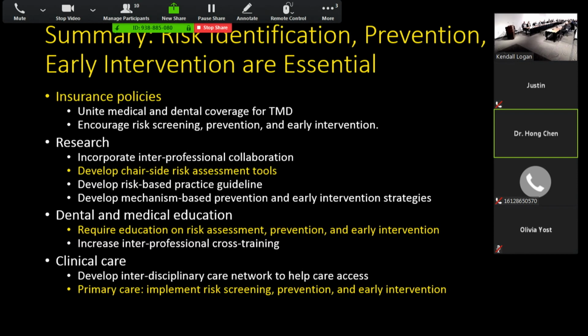So to summarize, from our public health perspective, we think that risk identification, prevention, and early intervention are essential in improving TMD care. And here are some of our recommendations. Primarily, we think the issue is to improve insurance policies to really unite medical and dental coverage for TMD. And also, we should develop policies to encourage risk screening, prevention, and early intervention. In addition to that, we think education, research, and clinical care should all follow to improve risk assessment, prevention, and early interventions.